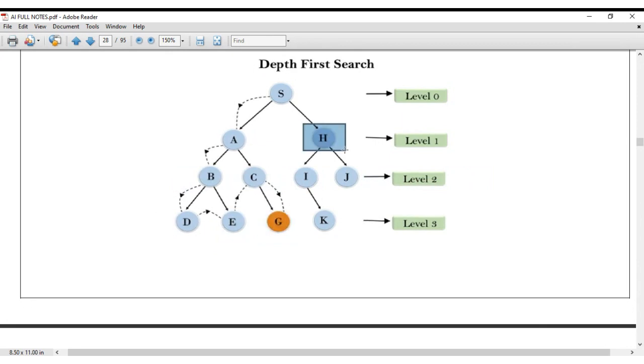Then begin there, then go to I, then go to K, right? Then from K it will go to J, and that way. In other words, it normally picks a node and goes deep to the deepest level. If it doesn't find an optimal solution in the deepest level, then it goes to the next node in the breadth. Okay, so that's how the depth first works.